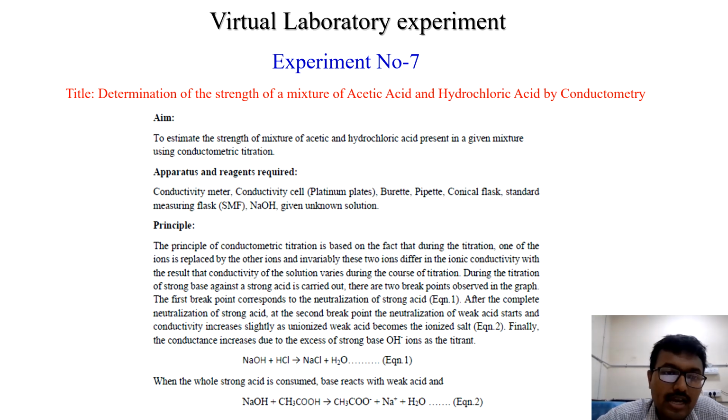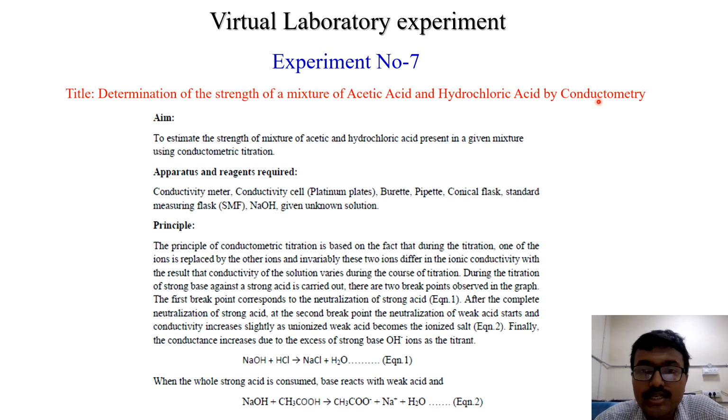In this video, I'll describe the determination of strength of a mixture of acetic acid and hydrochloric acid by the conductometric method. Acetic acid is a weak acid and hydrochloric acid is a strong acid. So it is an experiment where a mixture of weak acid and strong acid will be given to you, and we have to determine the strength of the weak acid and the strong acid by conductometric titration.